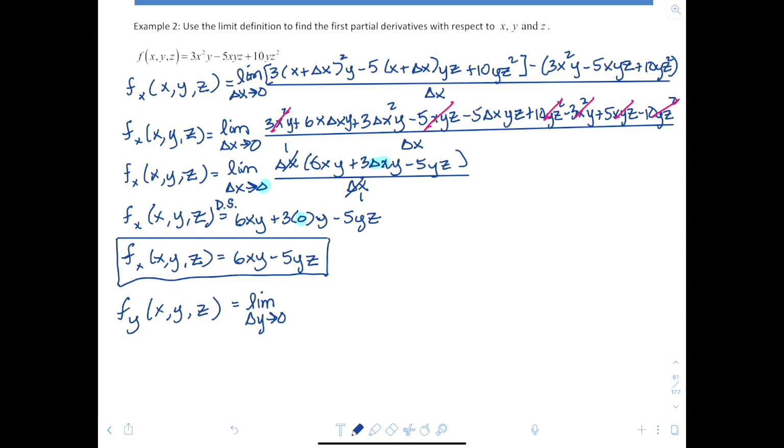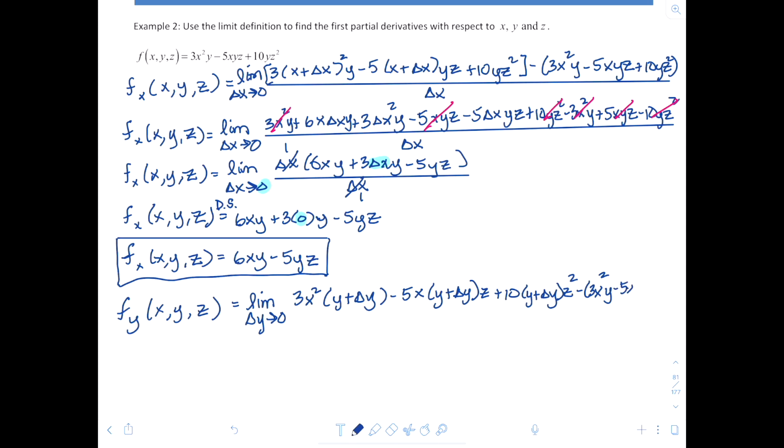So we have the limit as delta y approaches 0 of 3x squared times y plus delta y, minus 5x times y plus delta y times z, and then we will have plus 10 times y plus delta y times z squared, minus the quantity 3x squared y minus 5xyz plus 10yz squared, all over delta y.